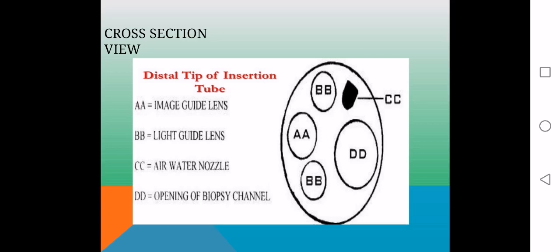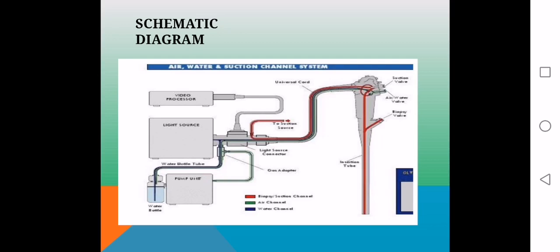This is a cross-section view from the endoscope. We have the image guidelines, the light guidelines, the air water nozzle, and the opening biopsy channel. Here we have a schematic diagram of how endoscopy works. We have the light source, the video processor, the pump, and the endoscope itself.